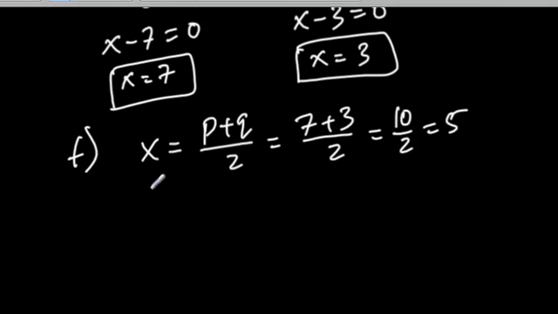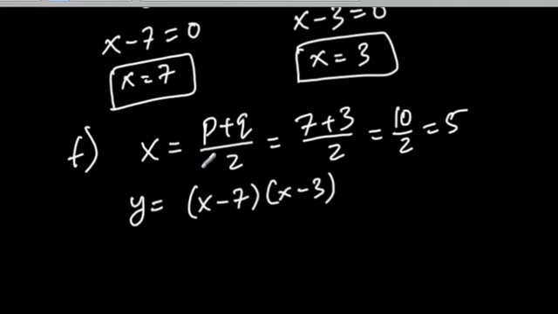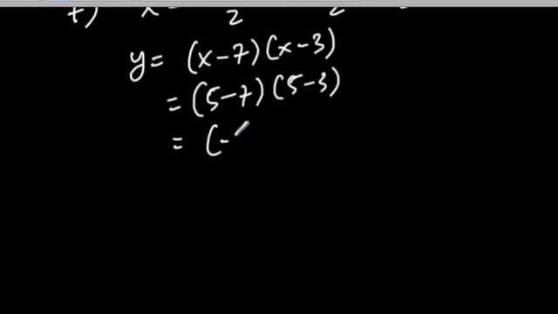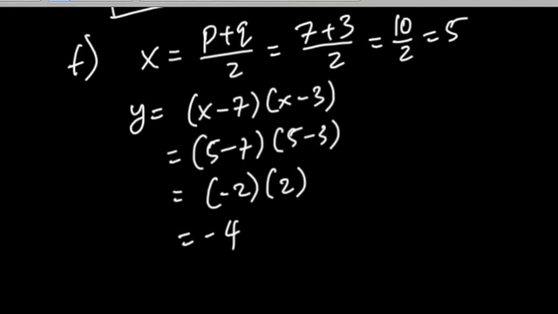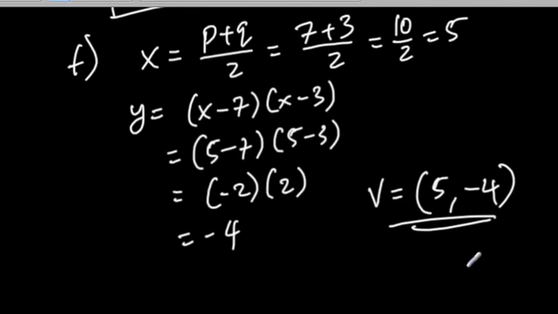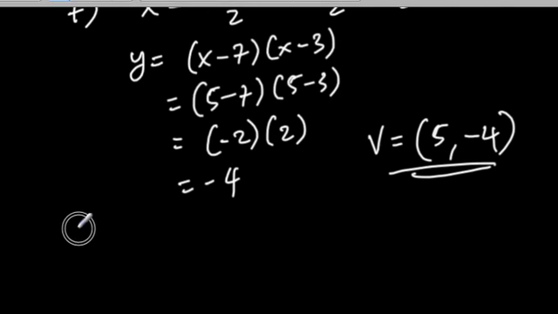Now, in order to find the y coordinate, we just have to plug it back into the equation. We can choose the factored form or the standard form, it doesn't matter. I'm just using the factored form. So it's (x minus 7)(x minus 3), and I'm going to take this 5 and plug it in right here. So it's going to be 5 minus 7 and 5 minus 3. That's negative 2 and positive 2, which is negative 4. So the coordinate of the vertex, v stands for vertex in this case, is going to be 5 and negative 4. And that's the coordinate of the vertex. All right, so we got F. Let's do G.